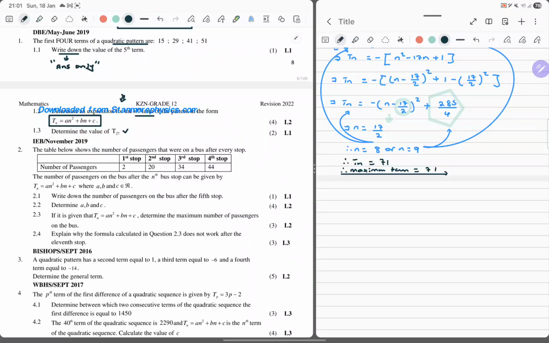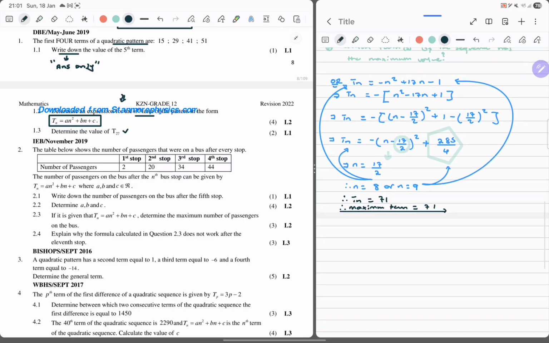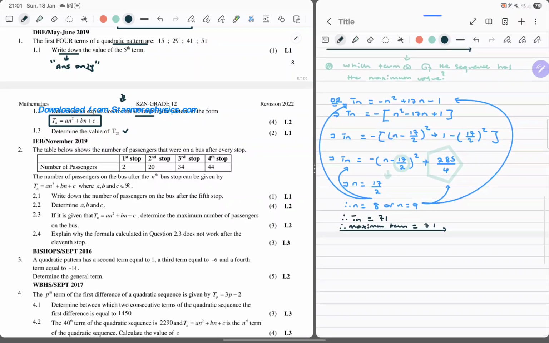Now, the challenge for a student is to draw the graph of that sequence. Please, this is something that you need to know how to do. Draw the graph of Tn.